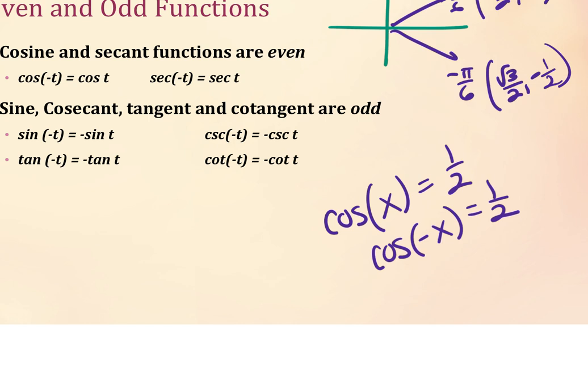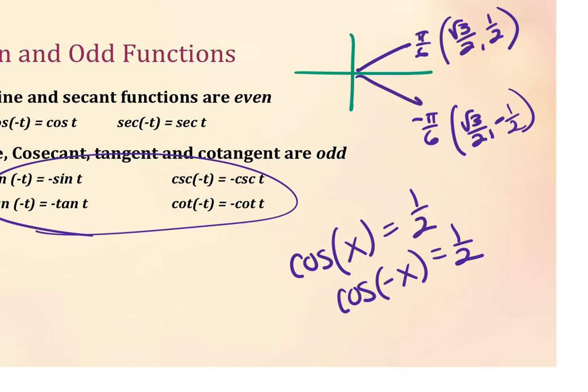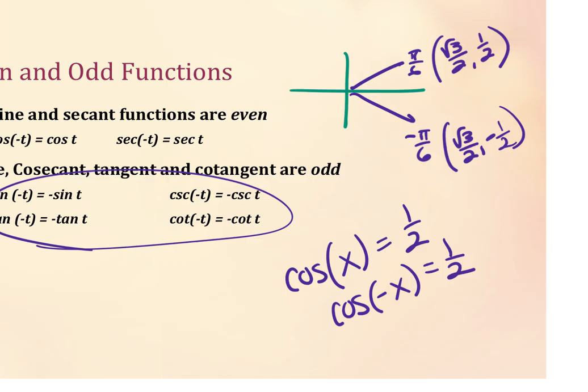That only works for cosine and secant. For the other four, if I change the sign on the angle, it changes the sign on the trig function. So if I come back to the same example, pi over 6 and negative pi over 6, which part of the coordinate point is my sine? The y. What happens between 1/2 and negative 1/2? My sign changes, right? So if it's sine, S-I-N-E, then the sign, S-I-G-N, changes if I change it, okay?